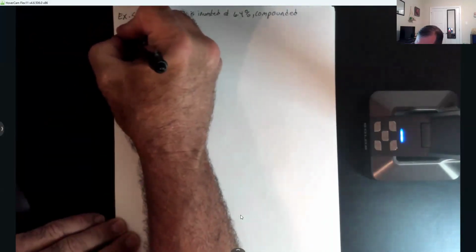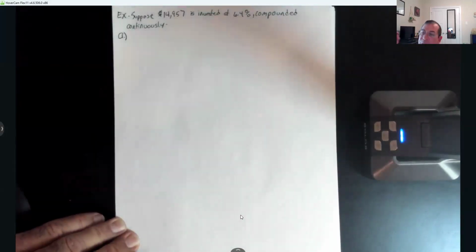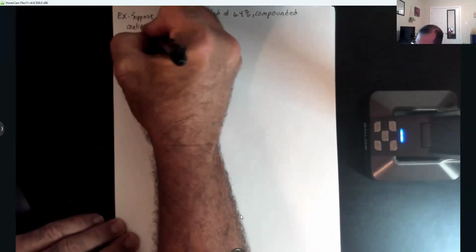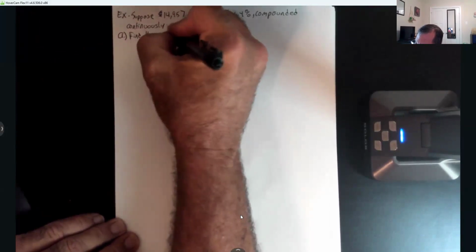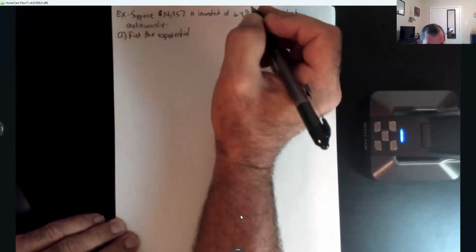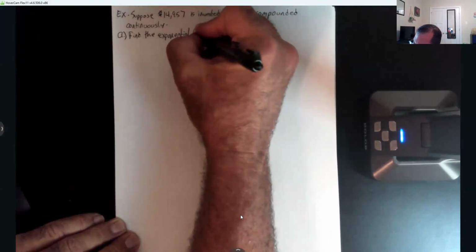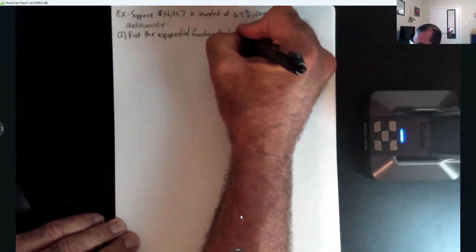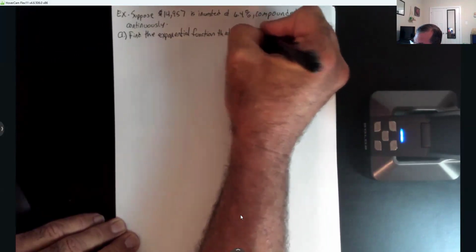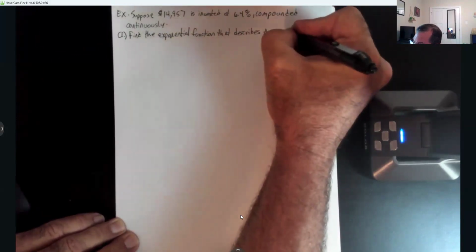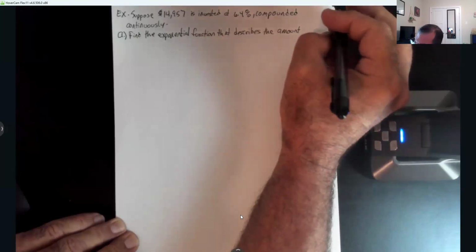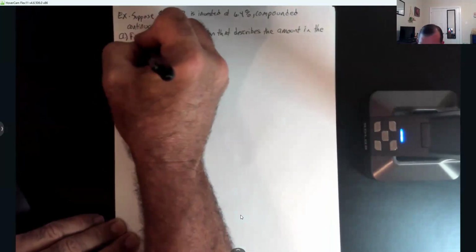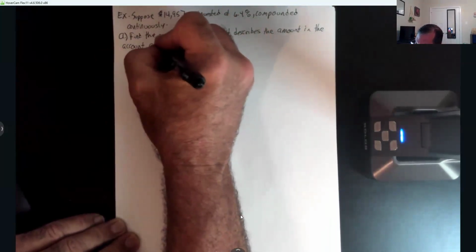So here comes part A. Just like in question 1, they want us to find the exponential function that describes the amount in the account after t years.